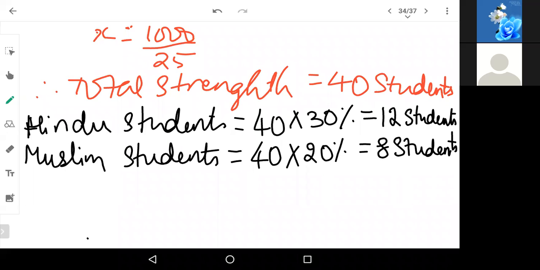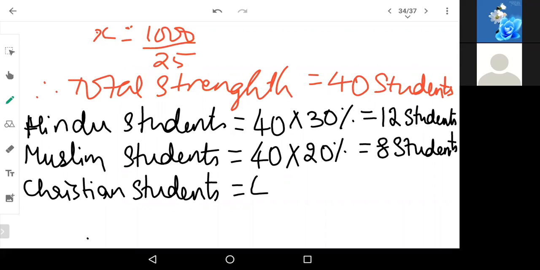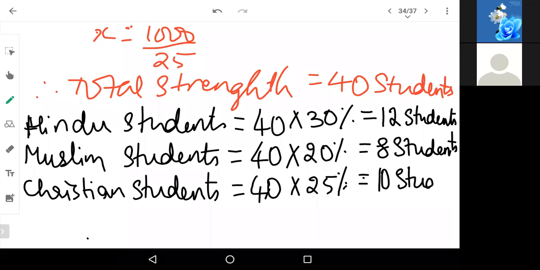Then what is remaining? Christian students, out of 40, 25%. So 25% is 10 students. Good. So the number of Hindu students are 12, number of Muslim students are 8, and number of Christian students are 10, and number of Jain students are also 10. So that will give us a complete of 40 students in the class. Understood? Any doubts in the problem?